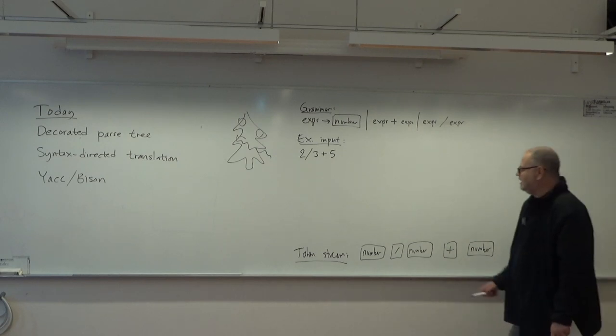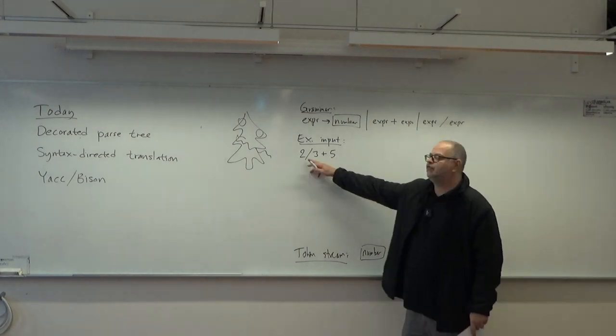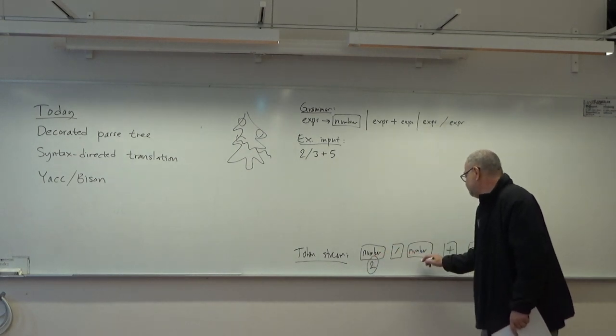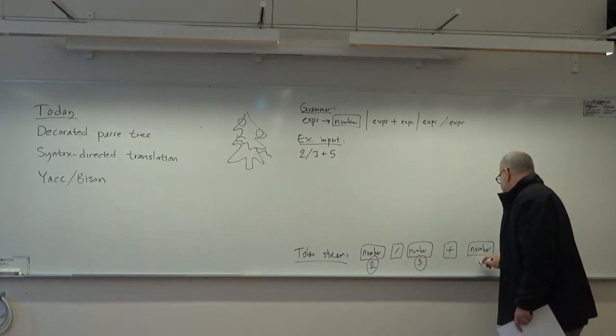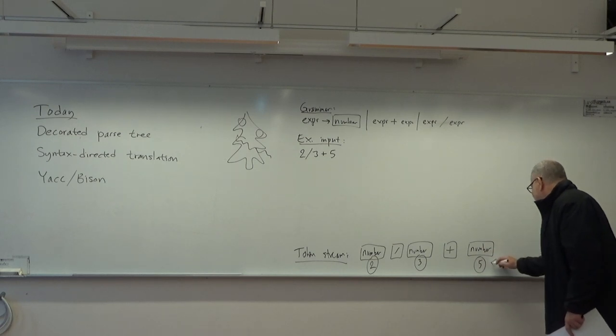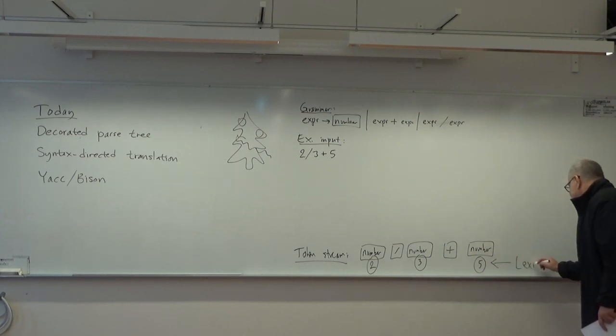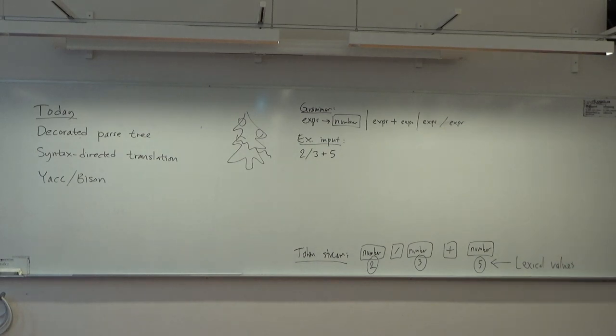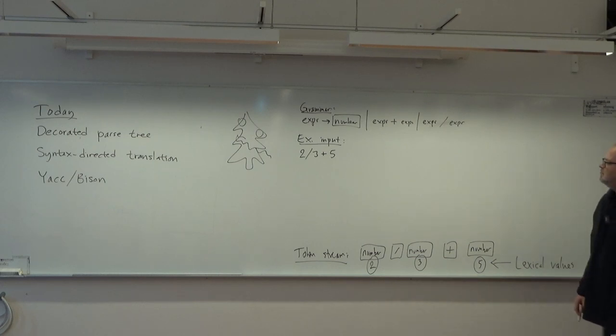The lexical value of the first number here, well, it's of course, which number is it? So this is the number 2, here you have the number 3, and the number 5. So these are lexical values. Division and plus don't have any lexical values. They are just division and plus. So, let's build a parse tree from this.